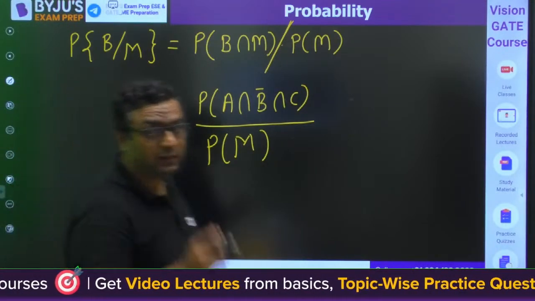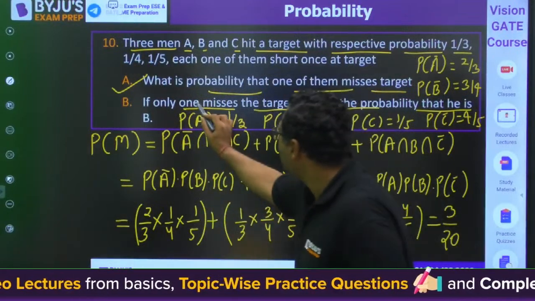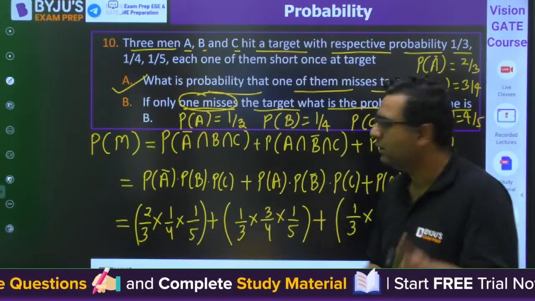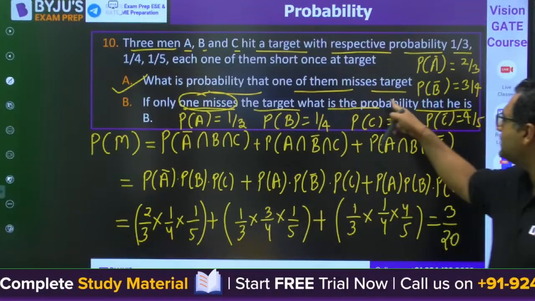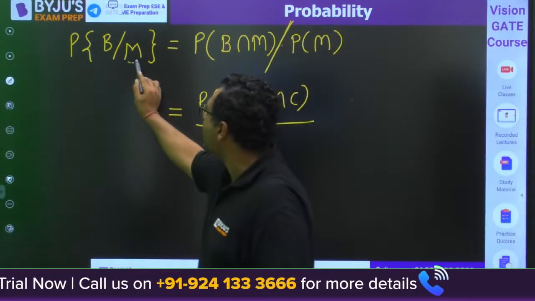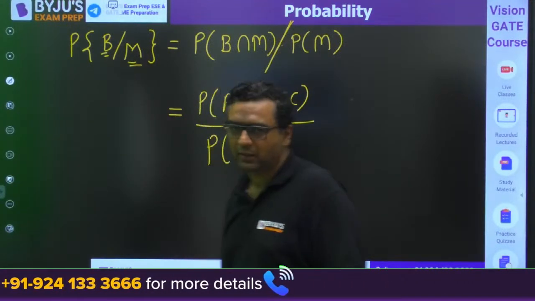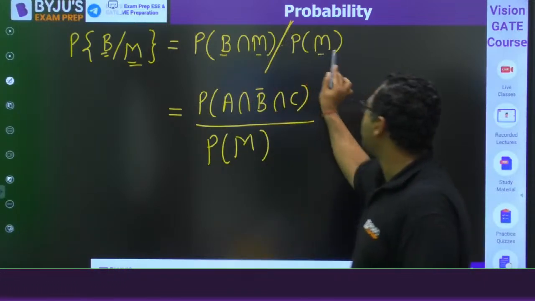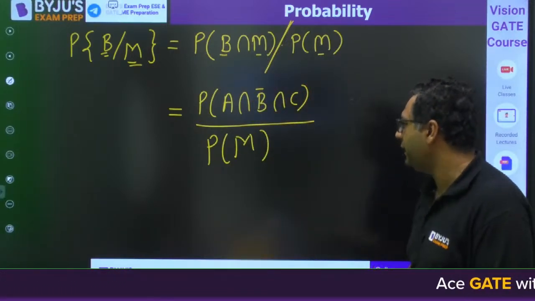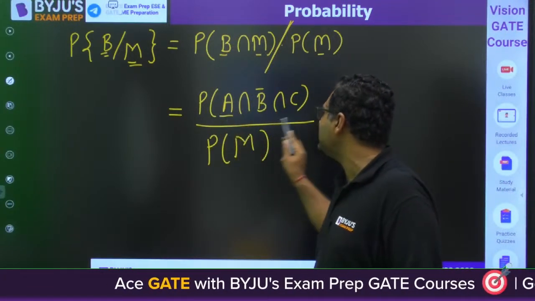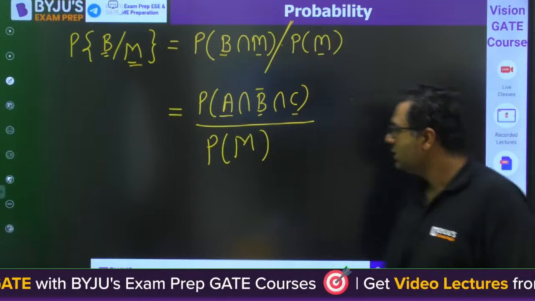Arey bhai, they are saying only one misses. One misses means either A or B or C. And they are saying the target, what is the probability that he is B? So one person has missed the target. What is the probability that he is B? So that is probability of B intersection M divided by probability of missing the target. And what is the probability of B and missing? That is A does not miss, C does not miss, B is missing.